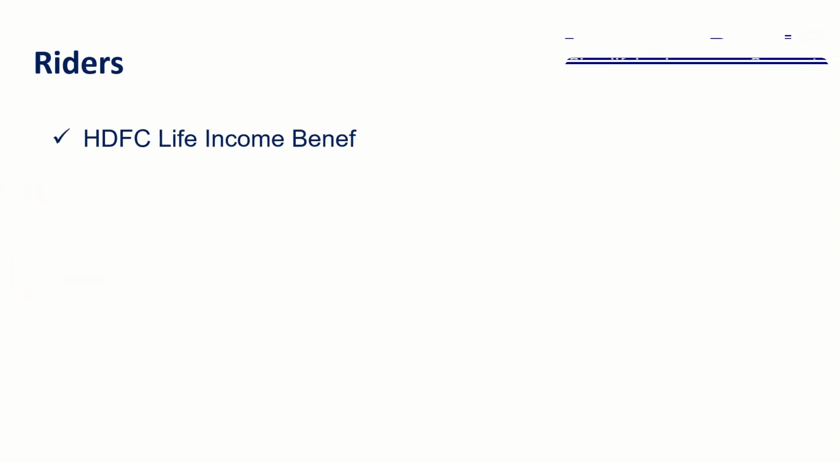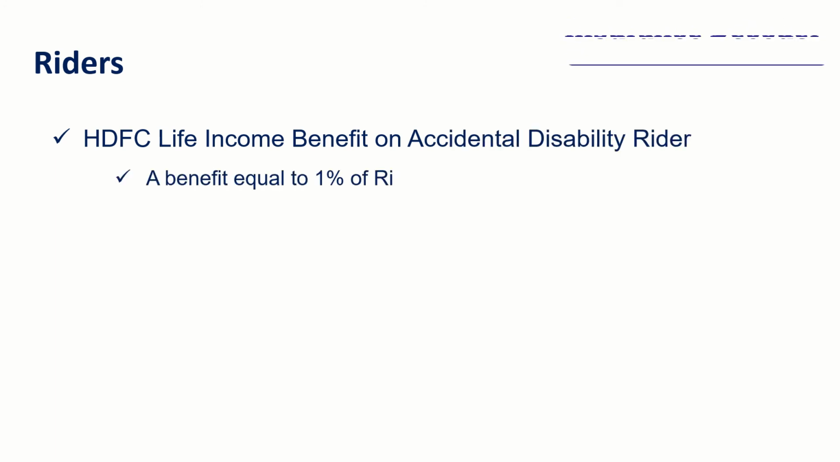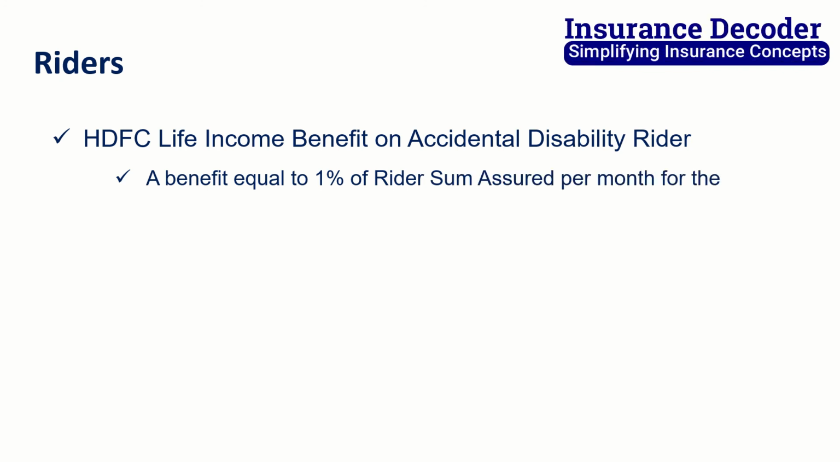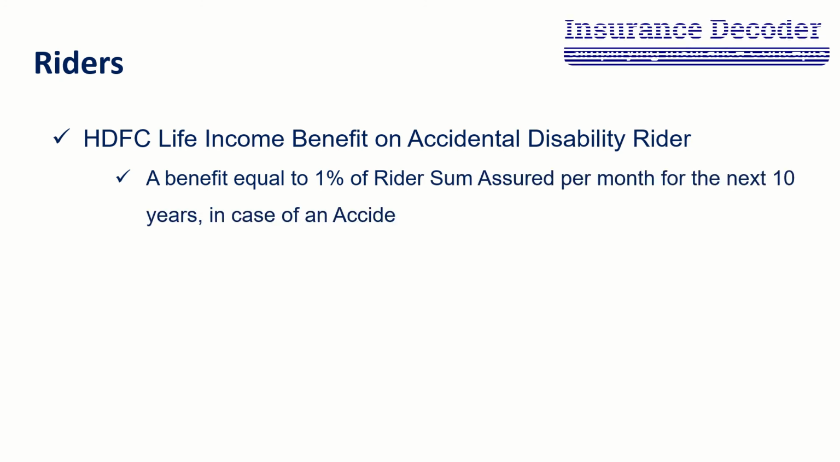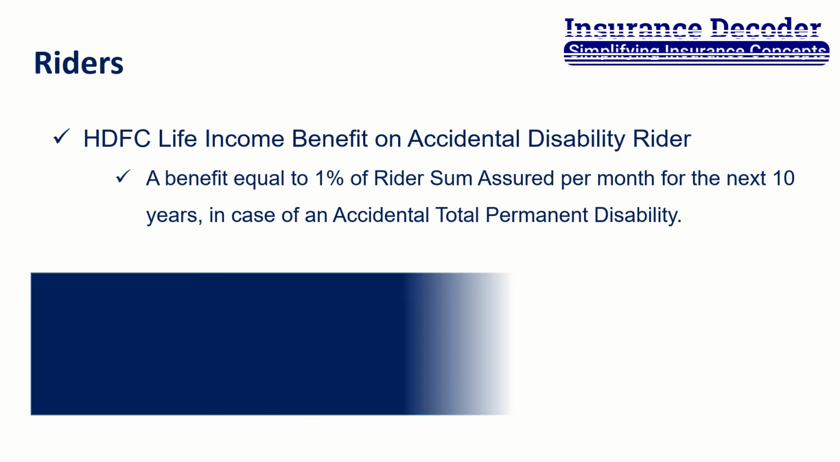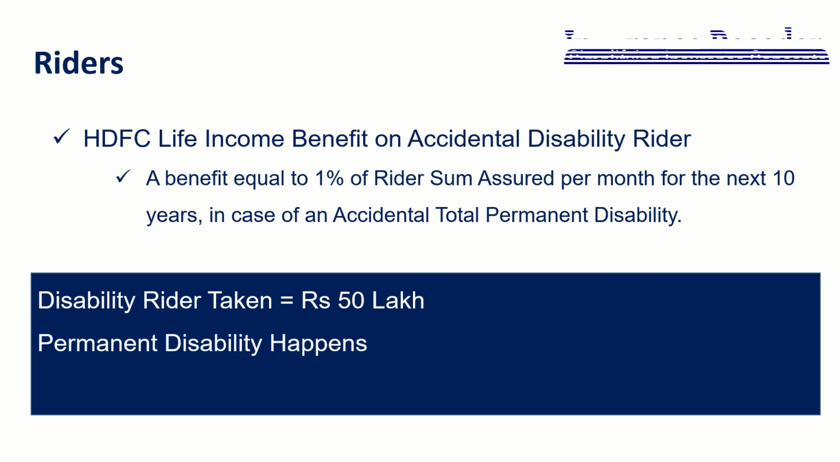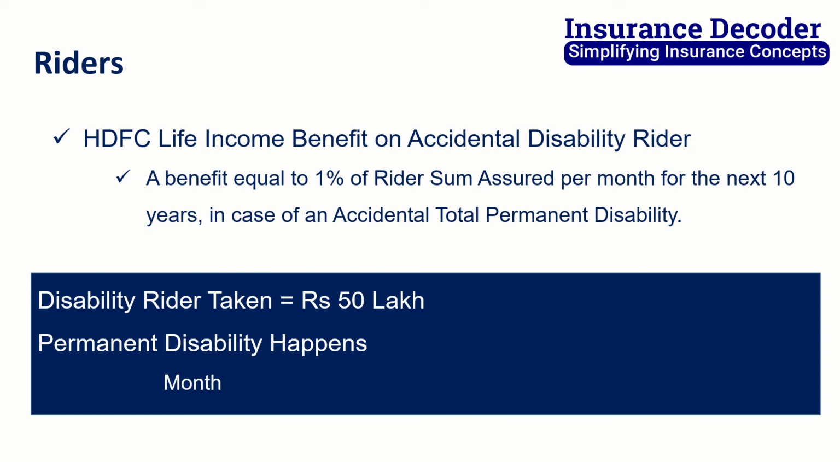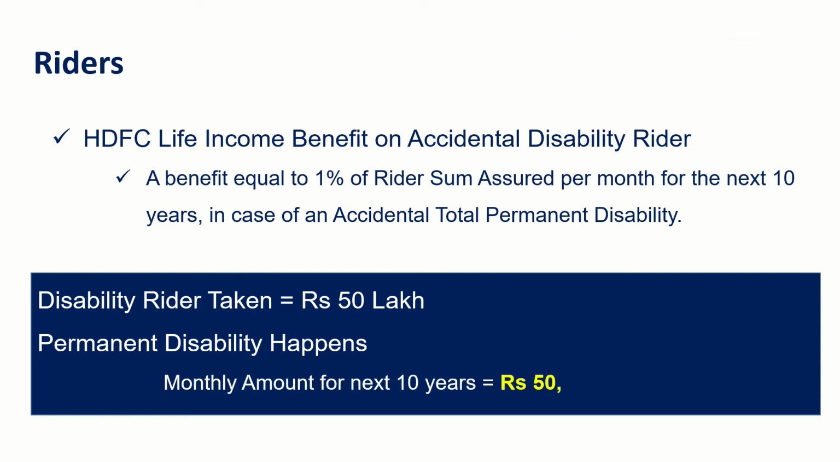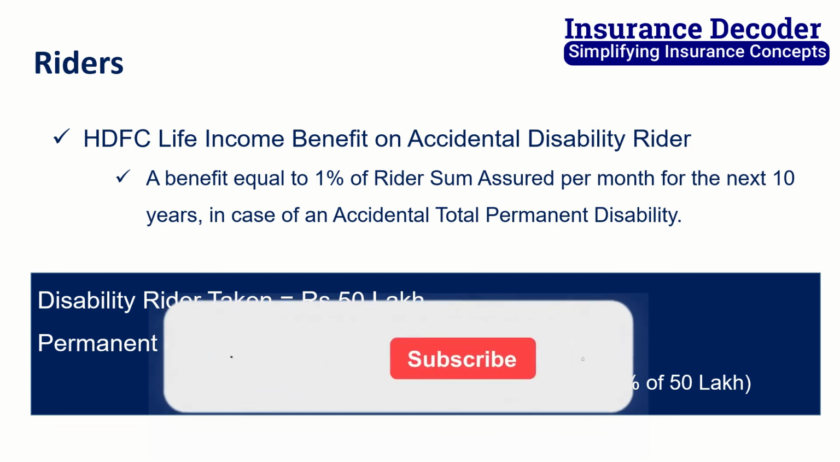Riders: this policy comes with riders like the HDFC Life income benefit on accidental disability rider, a benefit equal to 1% of the rider sum assured per month for the next 10 years in case of an accidental total permanent disability. So a total permanent disability rider can be taken with this policy. Suppose a person has taken the total disability rider of 50 lakh rupees and due to some accident, the person has a permanent disability. Now the insurance company will pay him the monthly amount for the next 10 years, that is 1% of 50 lakh. So 50,000 he will be getting per month for the next 10 years.